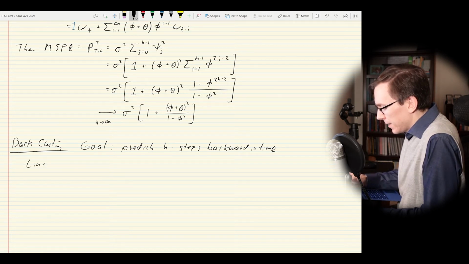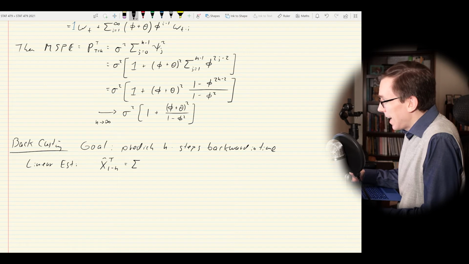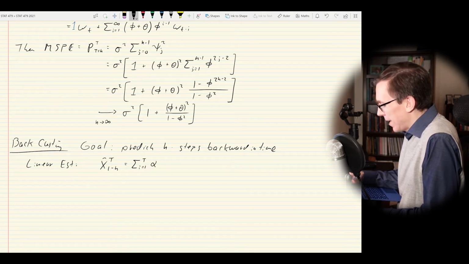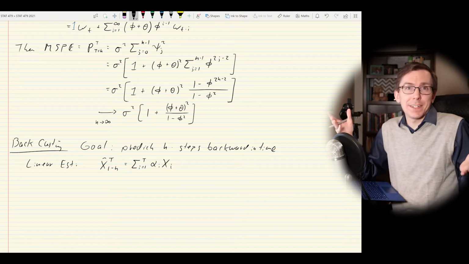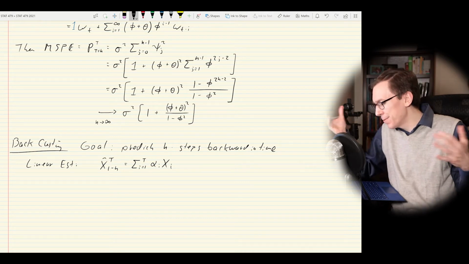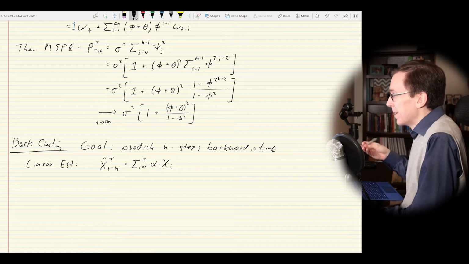We want a linear estimator, and the linear estimator is going to look something like x hat t1 minus h is equal to the sum, i from 1 to capital T of alpha i x i. So this is just a general form of a linear estimator. It's a linear combination of my coefficients. Then the question is, what's alpha, right? That's what we want to know.